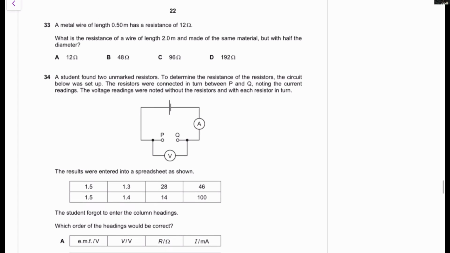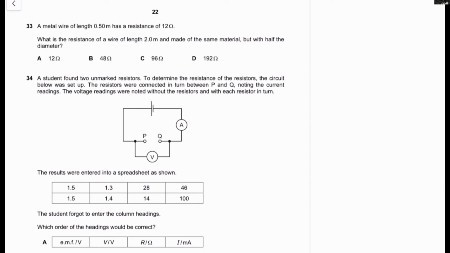So for question 33, you've been given a metal wire of length 0.50 meters and a resistance of 12. What is the resistance of a wire of length 2 meters and made of the same material? Same material means same density, same resistivity, but half the diameter. Okay, so we're going to calculate it here.